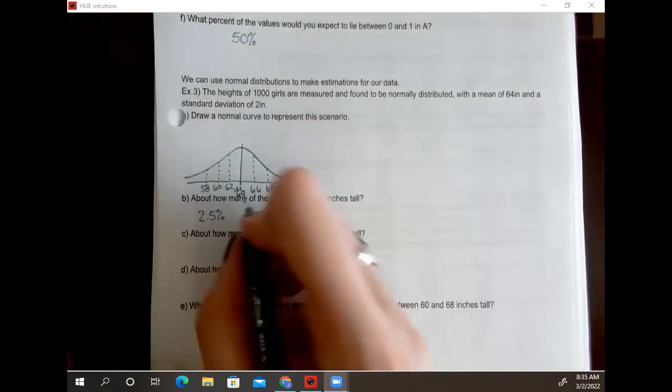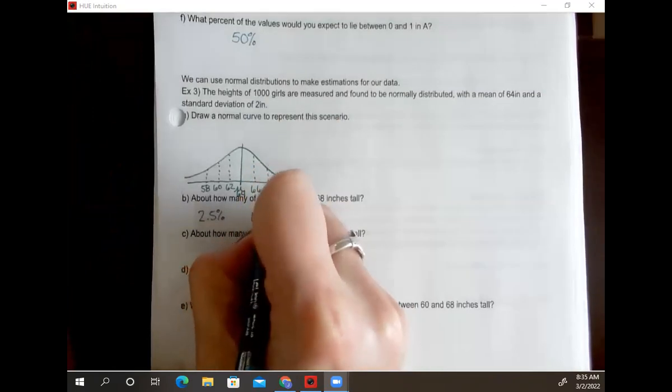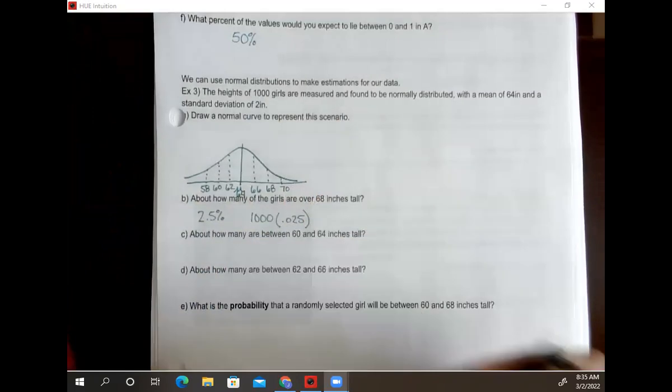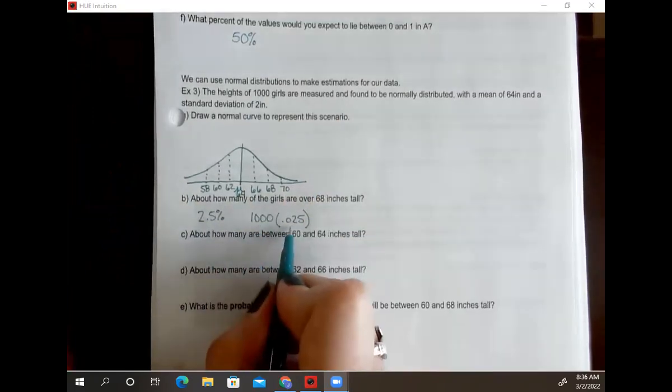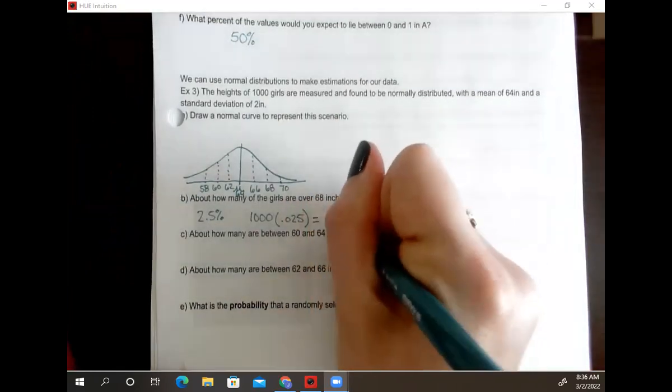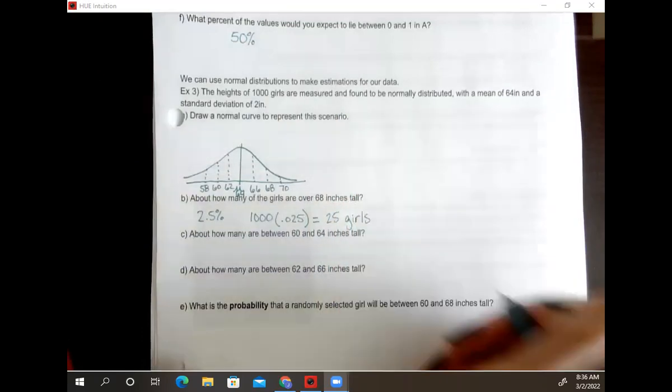I know that I have 1,000 girls that I measured. So I would expect 2.5% of them to be over 68 inches tall. So I'm going to take 1,000 and multiply by 0.025, and that would give me 25 girls. Of my 1,000, I would expect 25 of them to be over 68 inches tall.